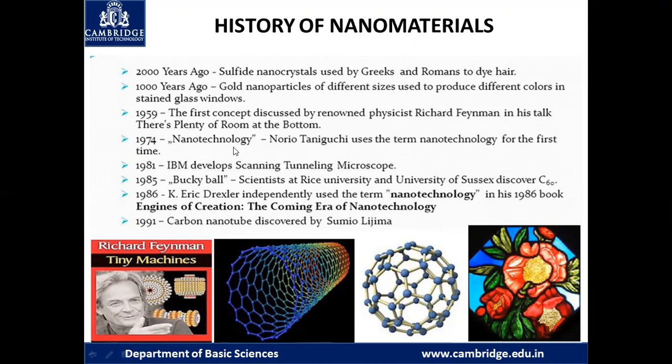In 1974, the term nanotechnology was introduced by a Japanese scientist, Norio Taniguchi. In 1981, IBM developed the scanning tunneling microscope. With the invention of the scanning tunneling microscope, they were able to find smaller particles like the buckyball, that is C60, and carbon nanotube.